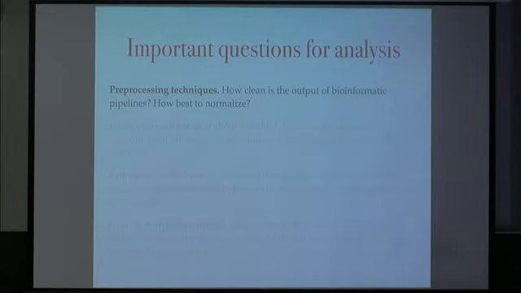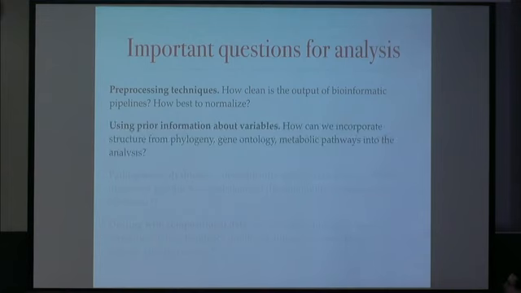Well, that's probably unfair. I mean, many people have thought about it seriously, but I think there are many questions to be resolved. Another important question is how to use prior information about the variables. I said that variables are related by phylogenies, gene ontologies, metabolic pathways, and how do we incorporate that into an analysis?